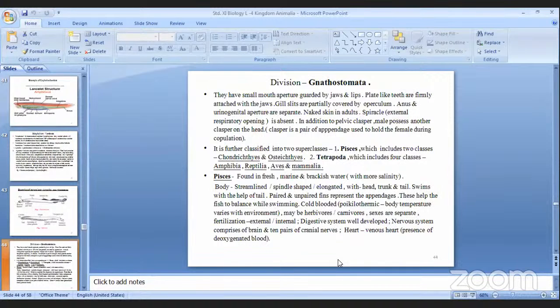It may be herbivorous or carnivorous. Sexes are separate in this. Fertilization may be external or internal. The digestive system is well developed in Pisces. The nervous system comprises the brain and 10 pairs of cranial nerves. The heart is known as the venous heart, because in Pisces only deoxygenated blood is there in that heart. So it is known as the venous heart.